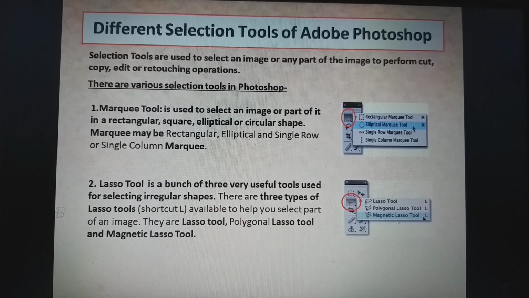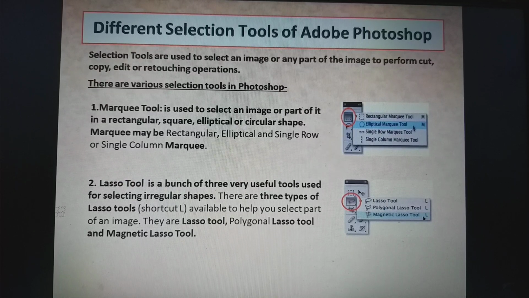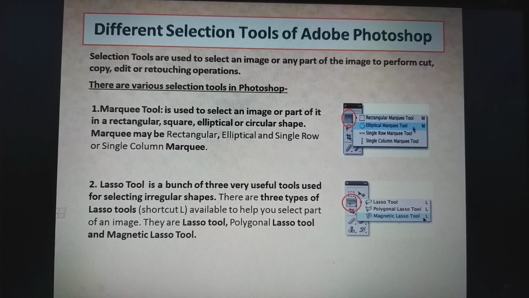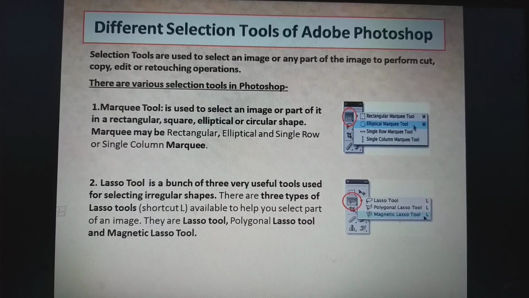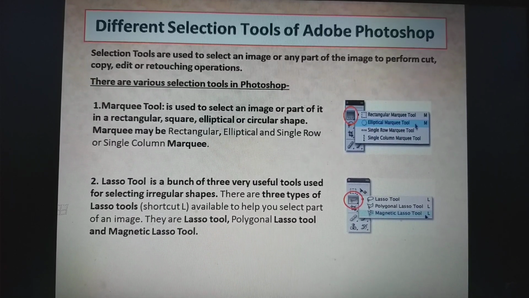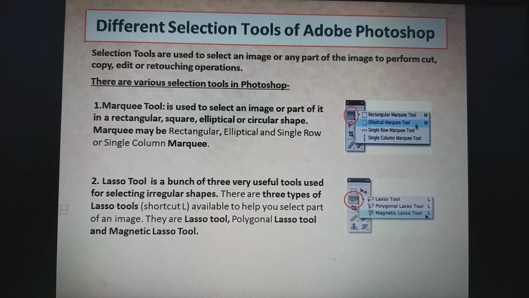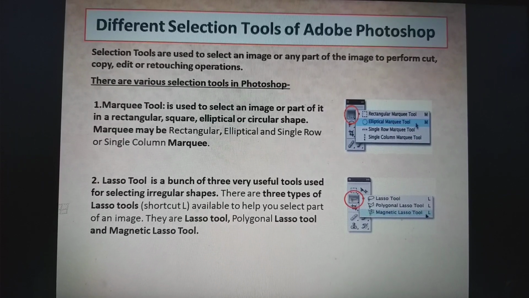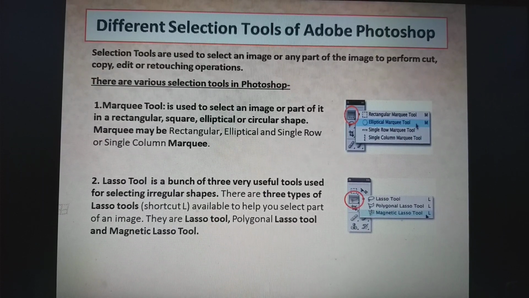Now see lasso tool. The lasso tool is a bunch of three very useful tools used for selecting irregular shapes. There are three types of lasso tools. Shortcut is L, available to help you select part of an image. They are lasso tool, polygonal lasso tool and magnetic lasso tool. The lasso tool is useful for drawing free-form segments of a selection border.